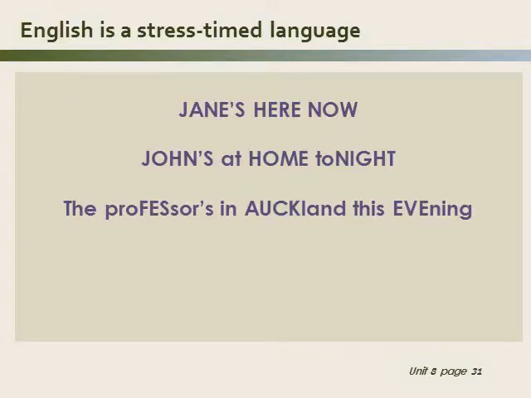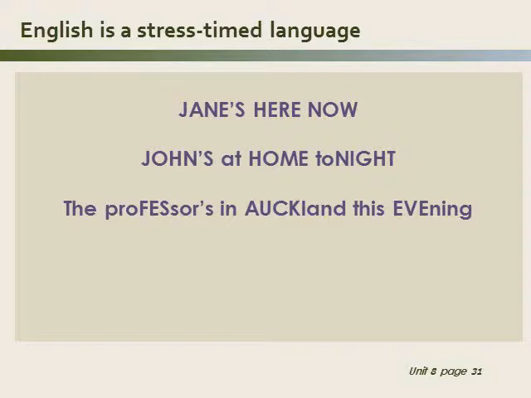So looking at the sentences, in the first sentence we'd usually stress all 3 words, Jane's here now. In the second one, John's at home tonight, there's one completely unstressed word. And in the last sentence, the professor's in Auckland this evening, there are 3 stressed words and 3 unstressed words. And you'll notice that in fact, rather than stressing a word, you tend to stress one of the syllables of a prominent word.